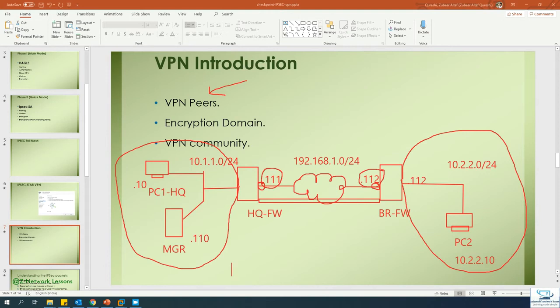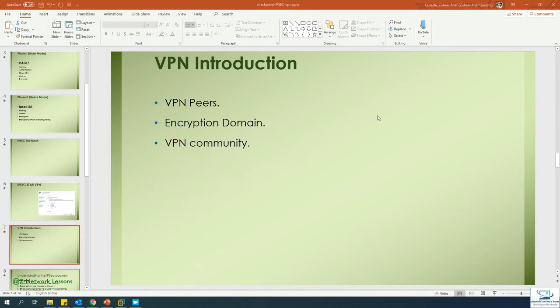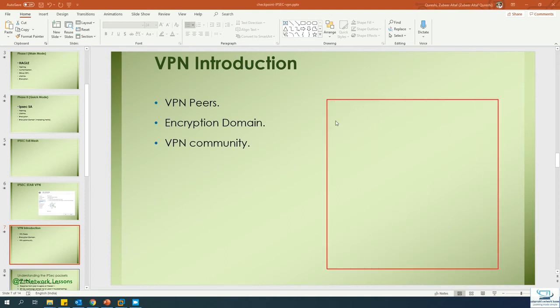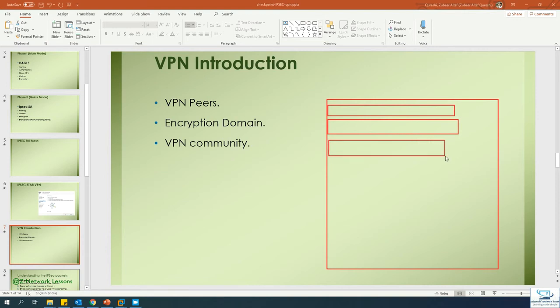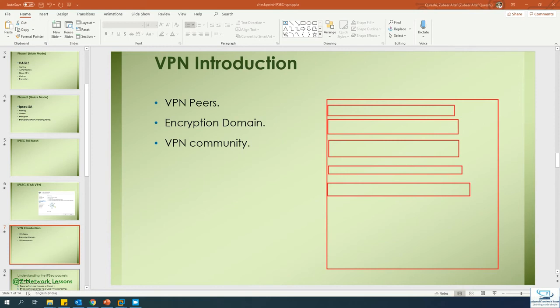Then you have the VPN community. The VPN community is the most important thing. It is like an object, and inside the VPN community you define the VPN peers, the type of topology you are going to have, the encryption domain, the phase 1 proposal, and the phase 2 proposal. Everything is defined inside this VPN community, which has lots of information. So this is the most important object in the VPN part of your Checkpoint.